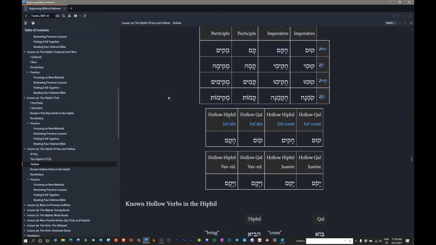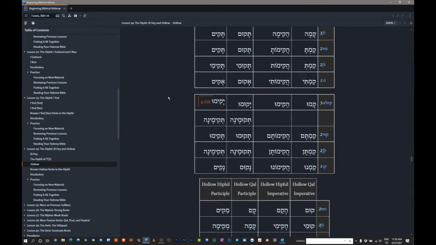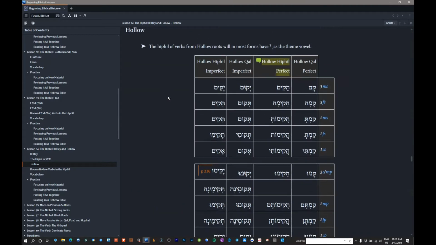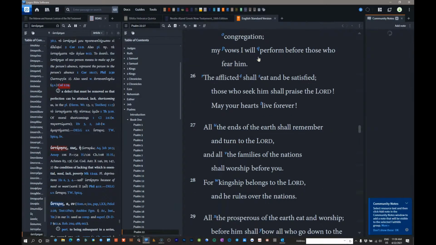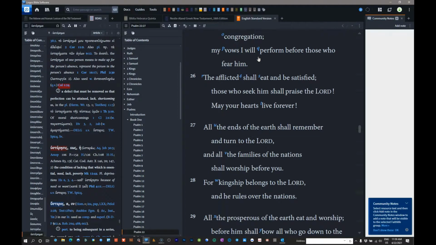Let's take a look at that chart. Hollow perfect. Right. There we go. Yeah, so even in the perfect, you get the E/I class in the hollow perfect even. Let me see what this note says. Probably there for a reason, right?